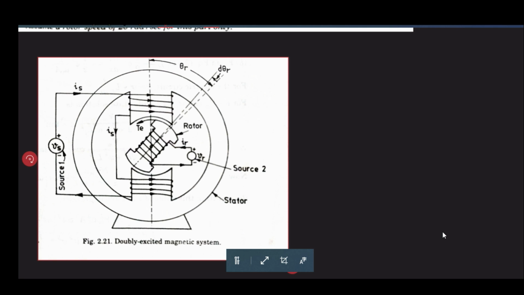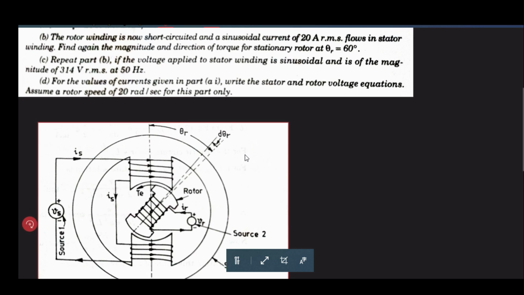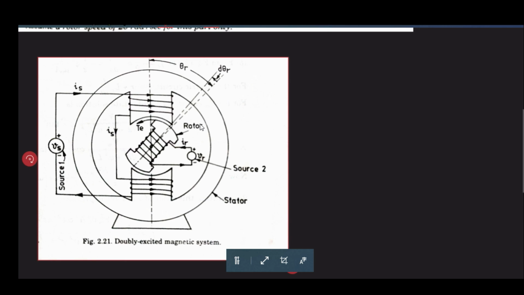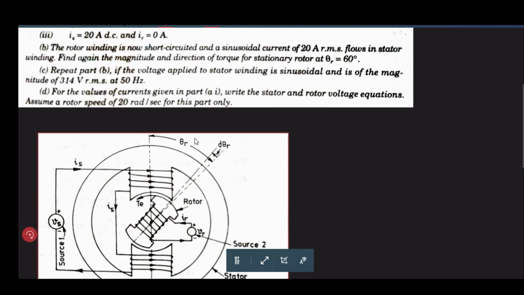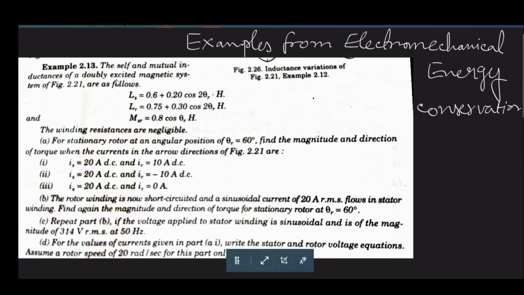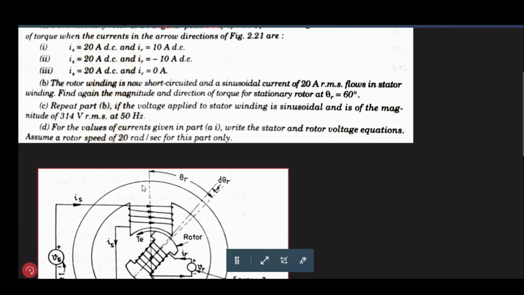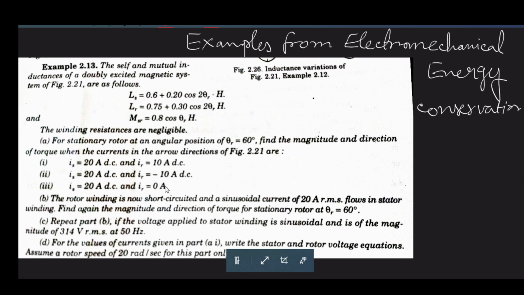What have they said in their question? Clearly, it is a salient pole machine, while the stator is connected with, sometimes it is connected with AC, but here it is connected with DC. Fine, so no need to consider the alternating one. We have to find the magnitude and direction of torque when the current is in the arrow direction of figure 2.21. So this is the direction of current flow.